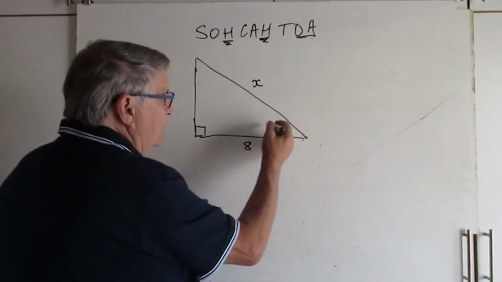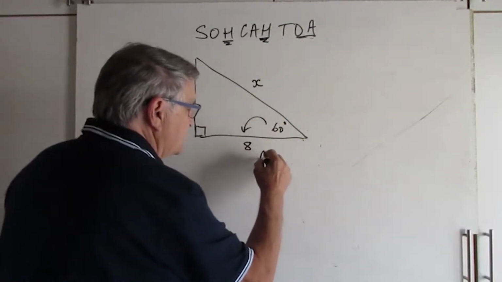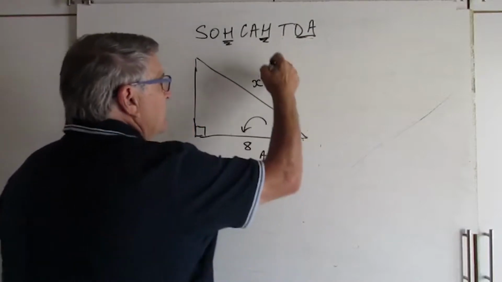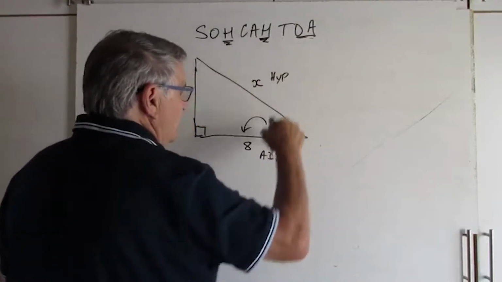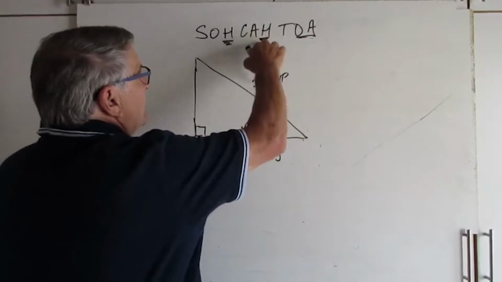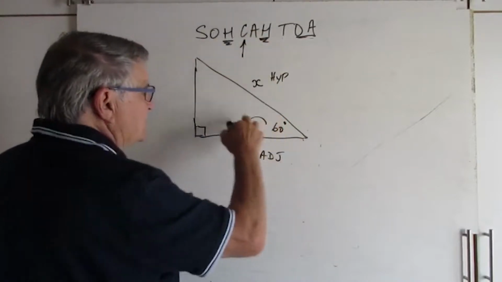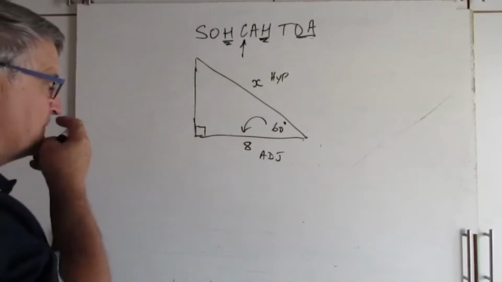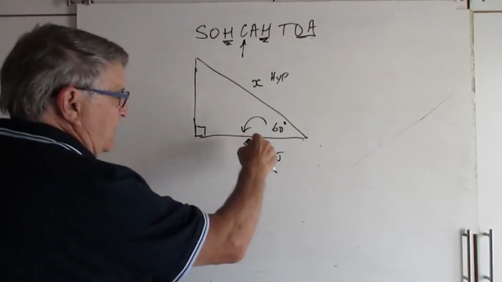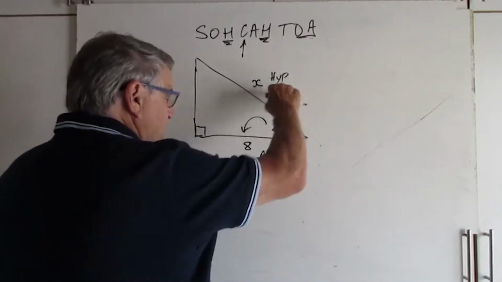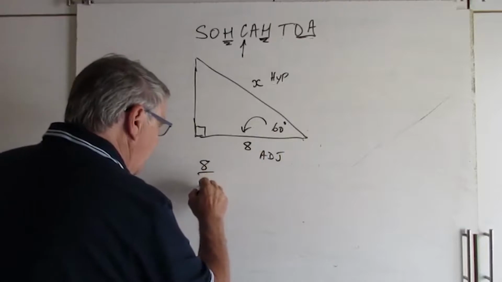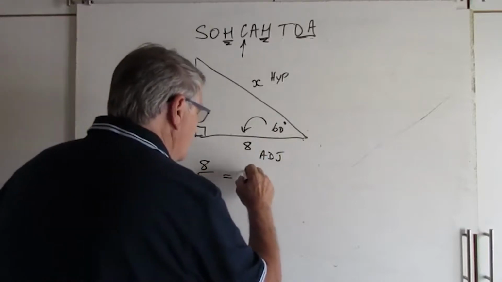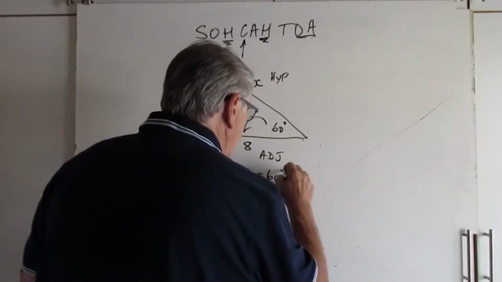Here's our given angle. We know this is the adjacent side and we know this is the hypotenuse. Adjacent and hypotenuse is cosine. So this is a cosine problem. And we know that cosine is adjacent over hypotenuse. So 8 over x is equal to cos of 60 degrees.